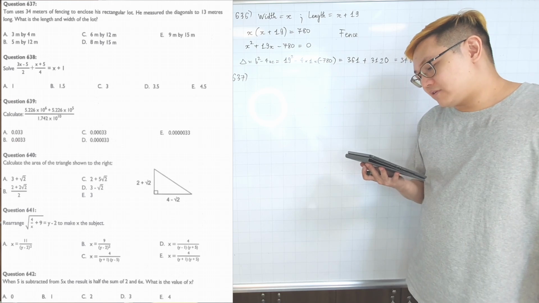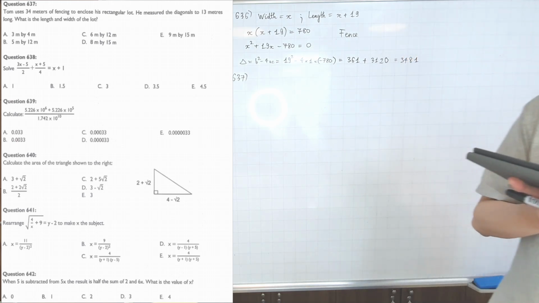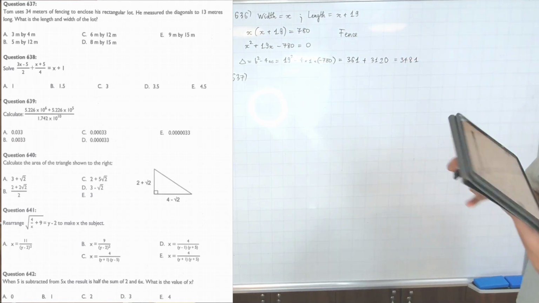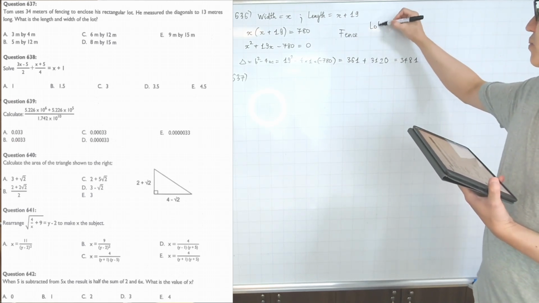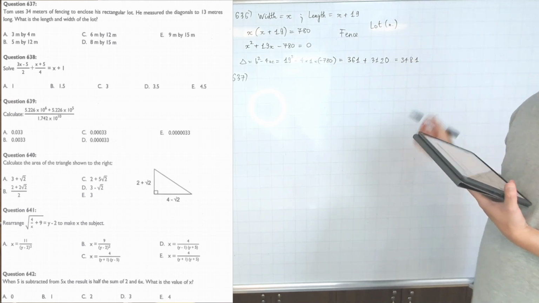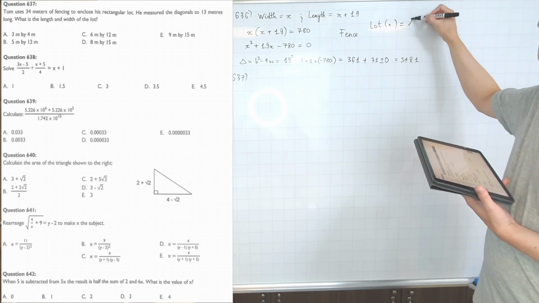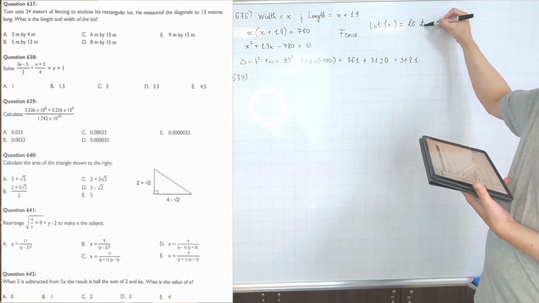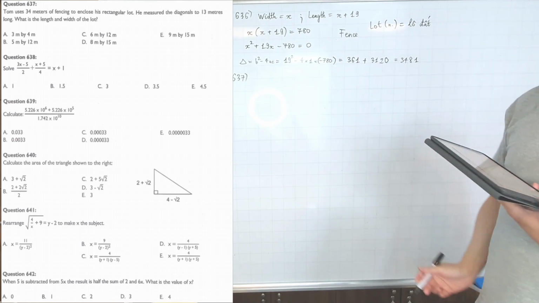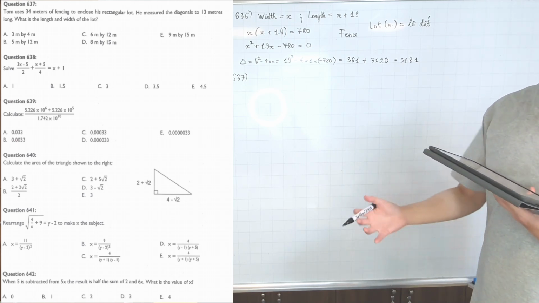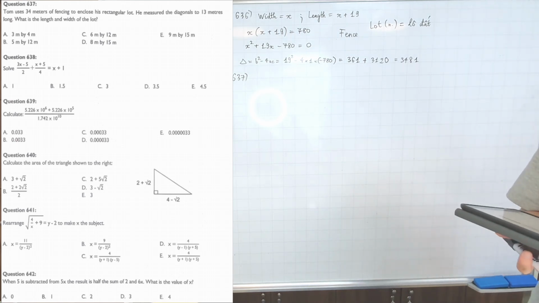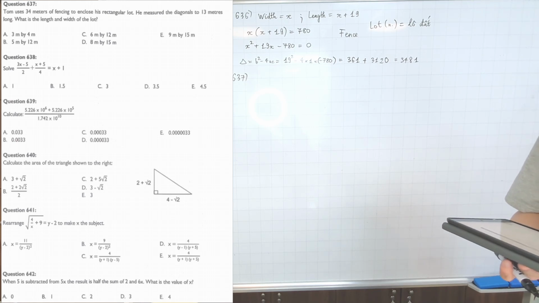Tom uses 34 meters of fencing to enclose his rectangular lot. You know what the word lot means, right? Lô đất đó. A lot, một lô đất nền. Lô đất, a lot. Đây gọi là quảng cáo đất nền.